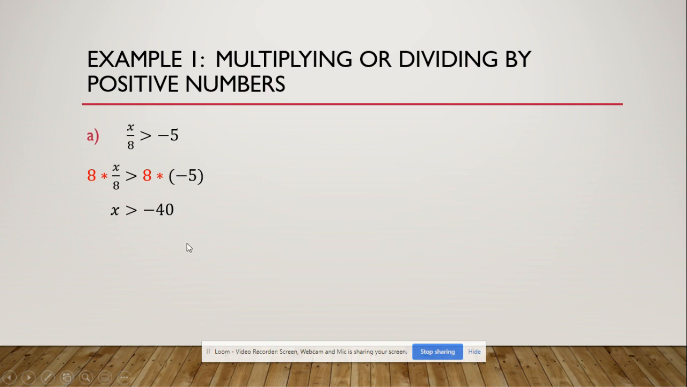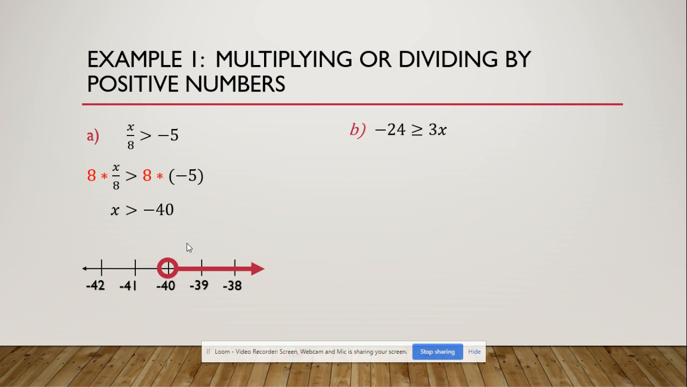To show all the possible solutions, we create a number line. We put a circle on the number line right at -40 and leave the inside of it empty to indicate that we cannot equal -40. -40 is not a solution. Only the numbers greater than -40 are solutions, so we draw our arrow going off in the greater direction.